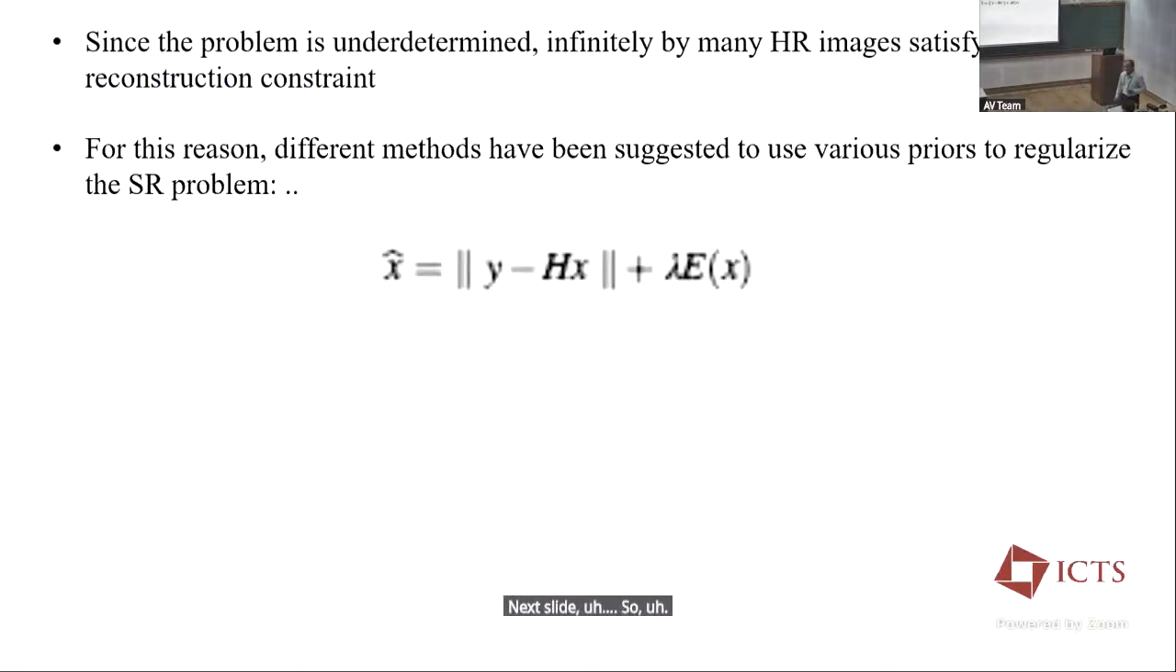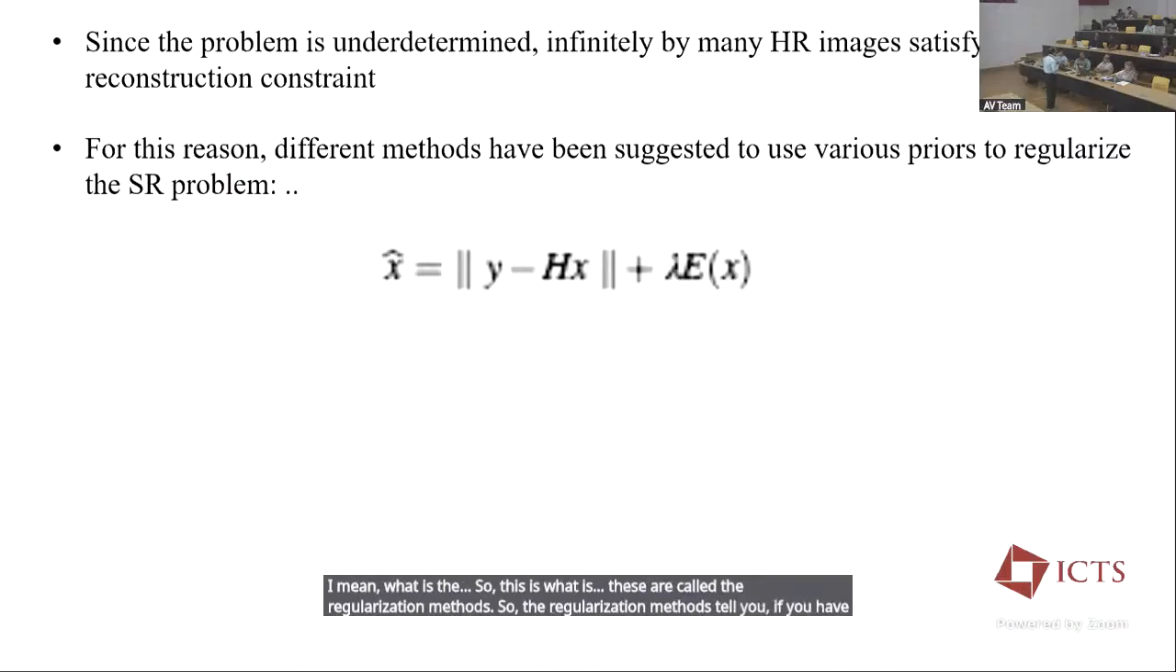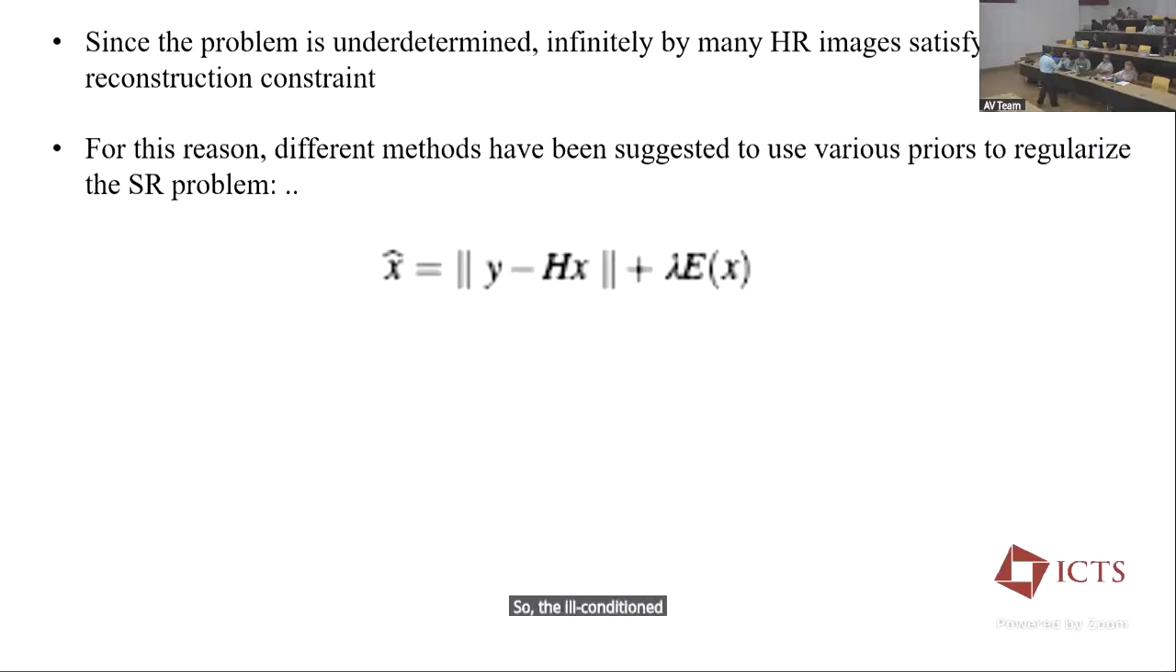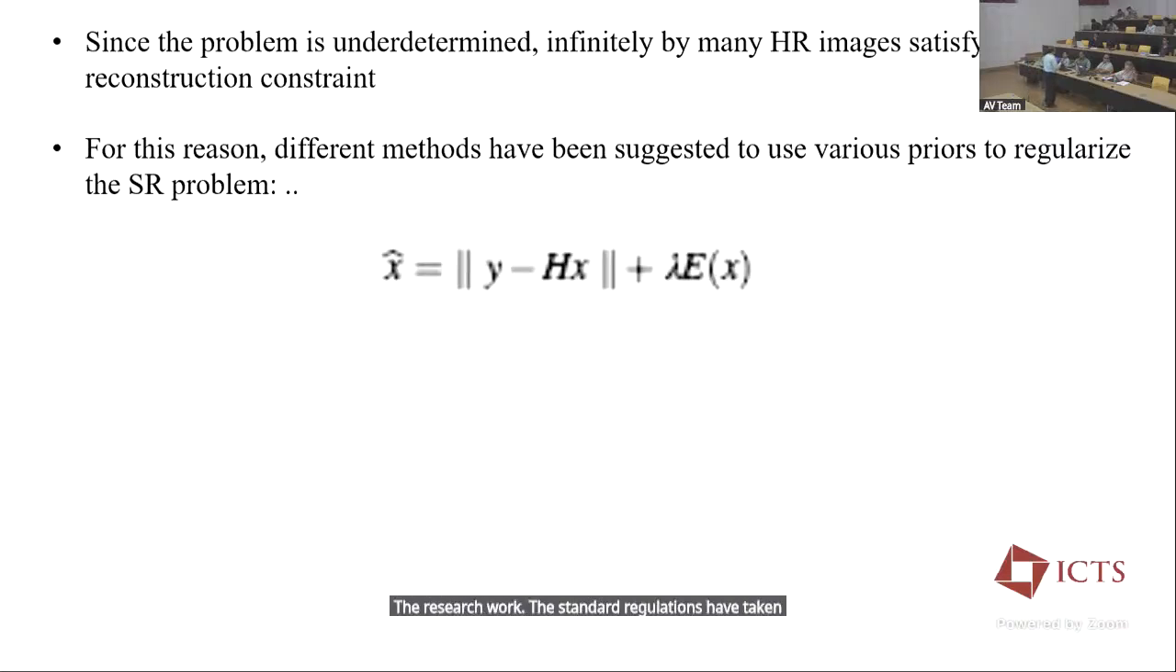So mathematically, why should the lambda term exist? These are called regularization methods. The regularization methods tell you, if you have an ill-conditioned system, how you go about regularizing it. This is a regularizer which has been used. How do you define the regularizer? That is research work. The standard regularizers, Tikhonov, TV, are standard ones. People do a lot of this. You can come up with different expressions for this functional.